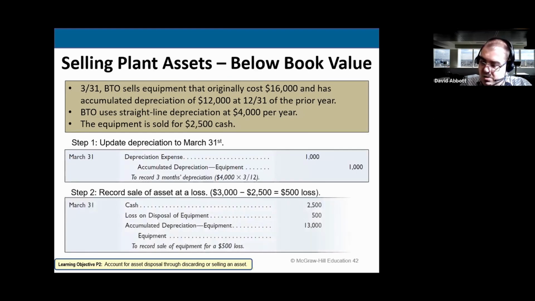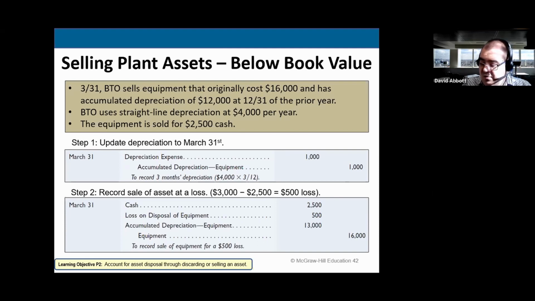So, below book value. As before, we must bring the depreciation up to date as of March 31st. The journal entry, again, is to debit depreciation expense $1,000 and credit accumulated depreciation equipment by the same amount. The balance in the accumulated depreciation account is now $13,000. And so, sale below book value.